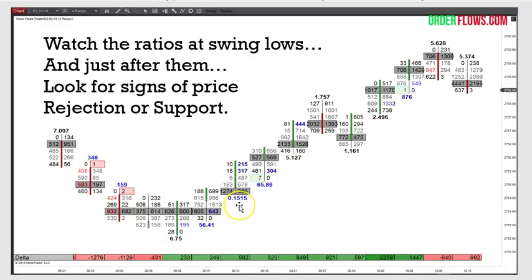Just really quick, what I was talking about, point of controls. On a market that's moving up, you should be watching the point of controls. Are we making higher point of controls on the move up? That's a sign of a healthy move up. Just as on a move down, you should be looking at point of controls being lower on the move down.